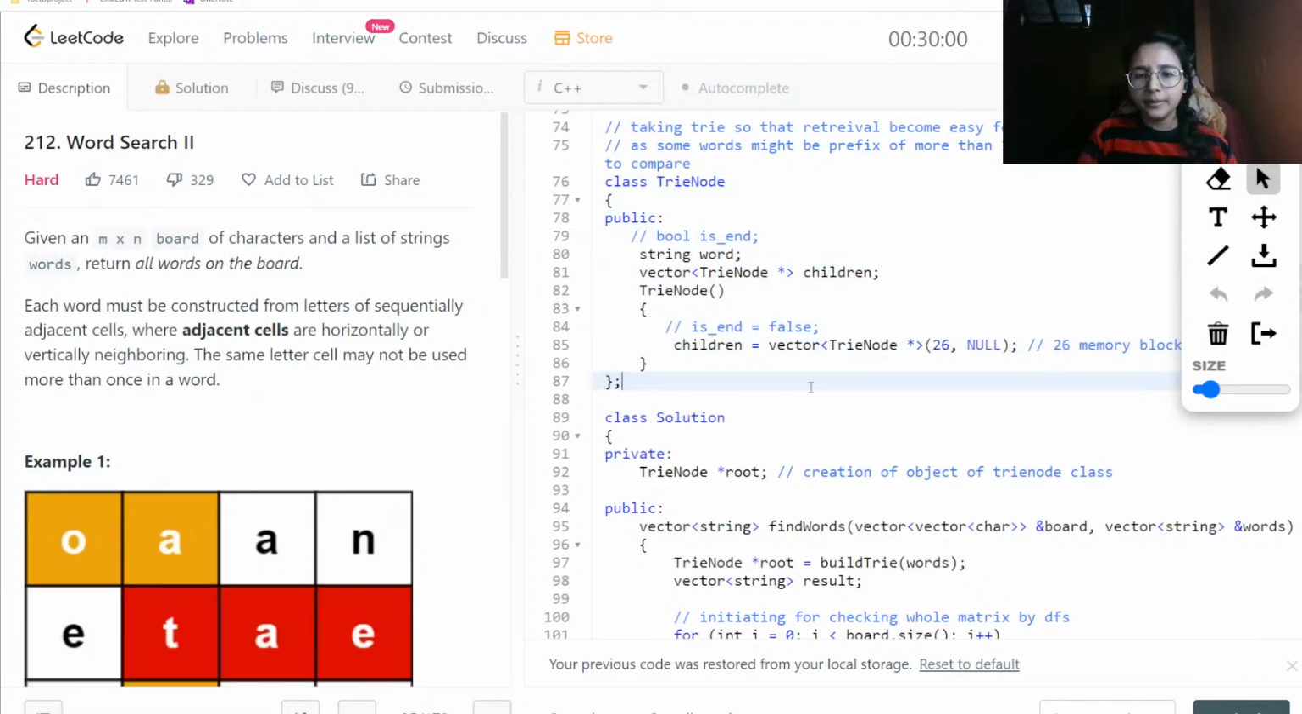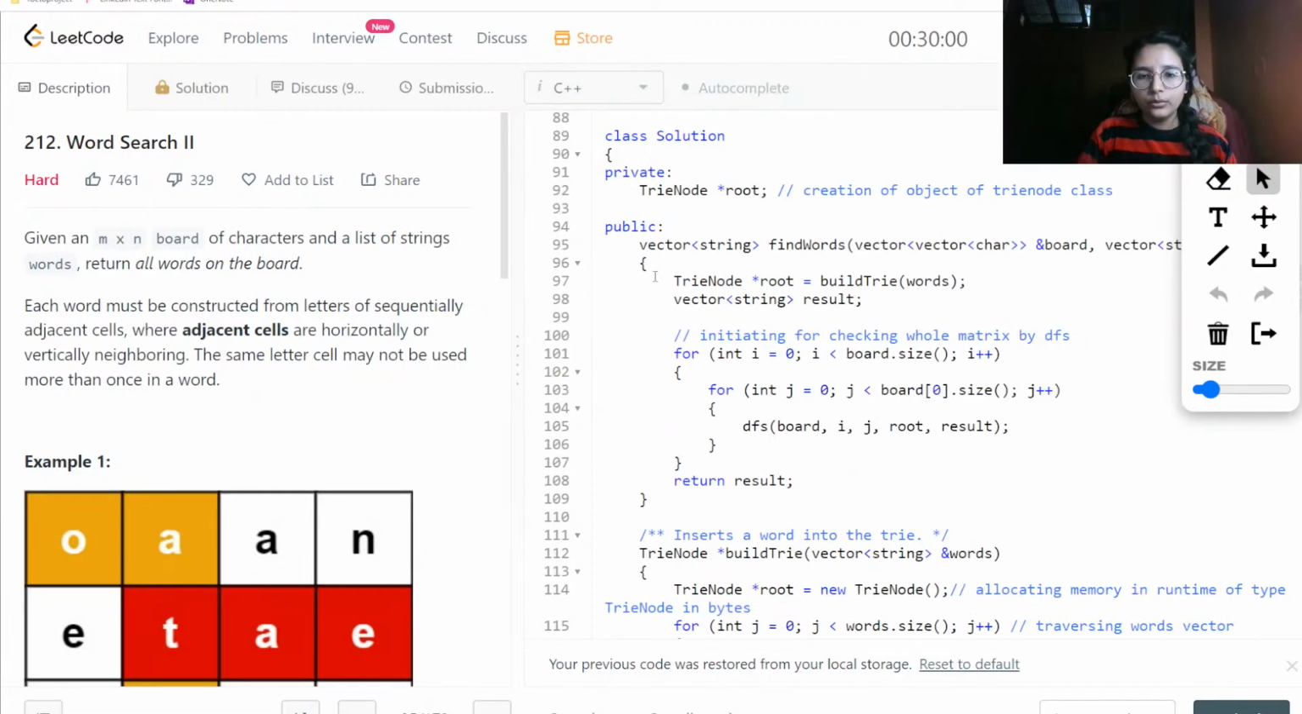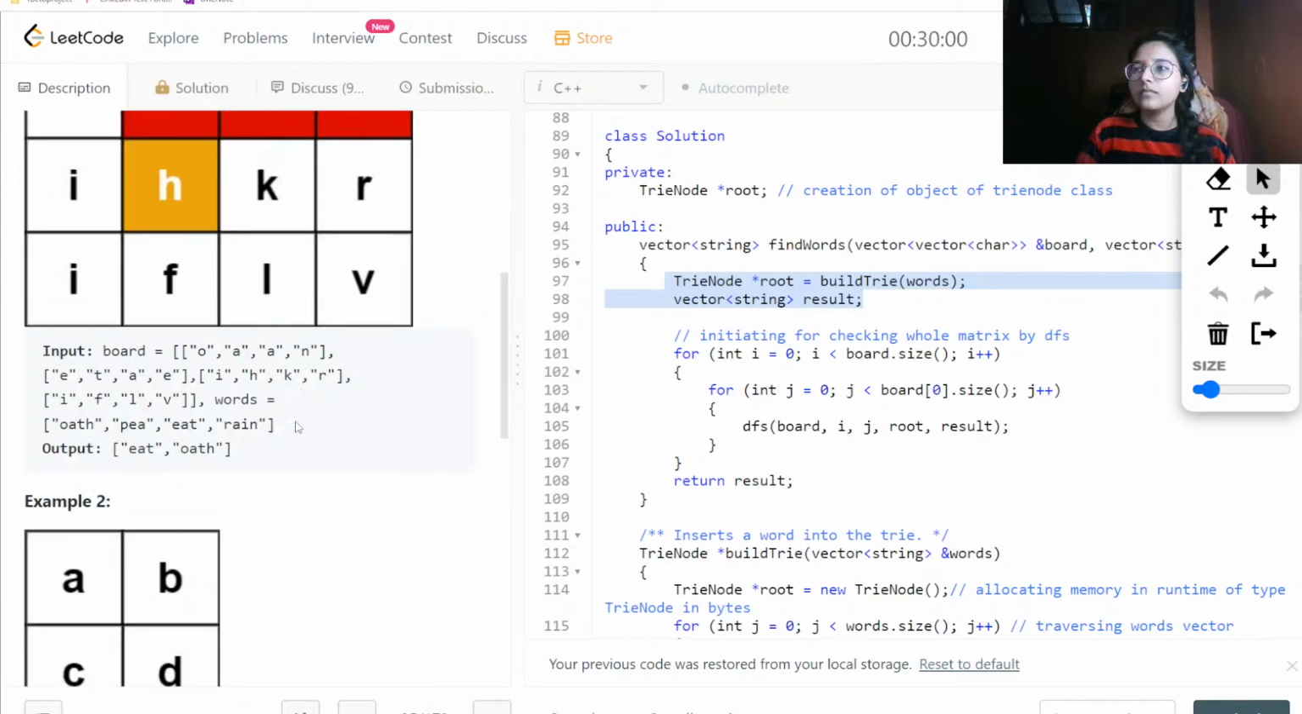And now comes the part of using it in our function which is being given to us. The first thing is, for using that trie node, we require an object. And by doing this, we are creating an object of the TrieNode class. And then first thing which we will be doing is, why we use this trie? Basically, we use this trie to store all the input words which are being given to us.